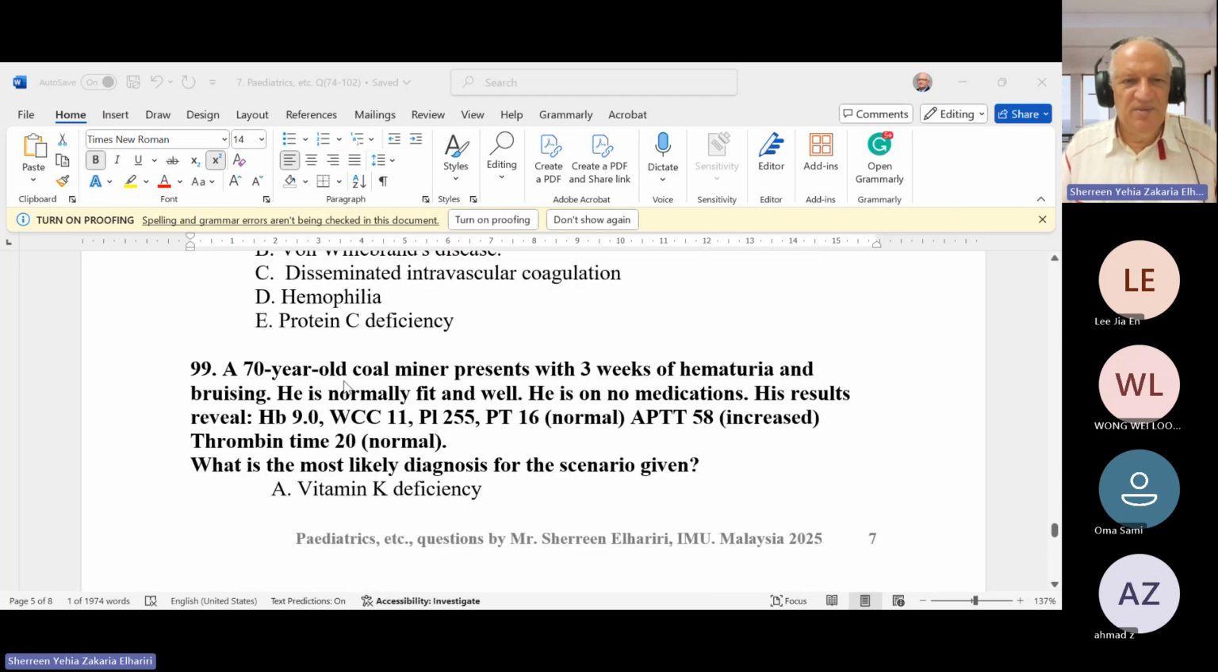Okay, next: 70 years old, coal miner, presented with 3-week hematuria and bruising. He is normally fit and well, on no medication. This is important, so we exclude that he's on aspirin or an oral anticoagulant. His results: hemoglobin 9, a little low; white blood cell 11, normal; platelets 255, normal; prothrombin time 15 seconds, normal; activated partial thromboplastin time 58, increased, so APTT increased; thrombin time normal. So what is the likely diagnosis?